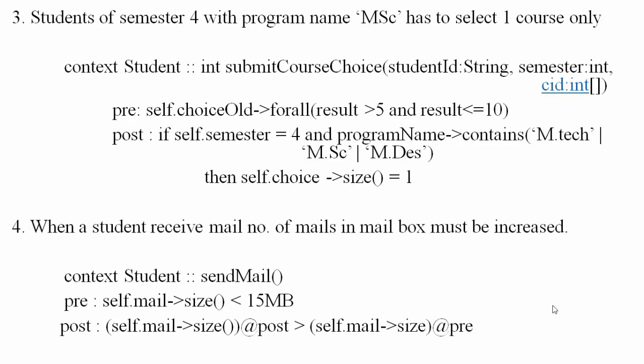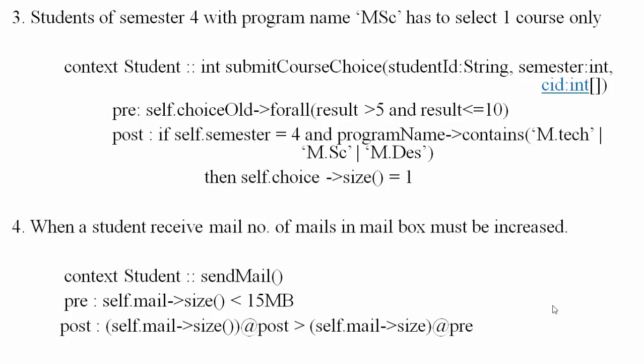Third, students of semester 4 with program name MSc have to select one course only. So again the context would be student, and the submit course method will be chosen. Our precondition would be, as they are students of semester 4, the courses they have chosen in semesters 1, 2 and 3, the result of all those courses should be greater than or equal to 5 and less than or equal to 10.